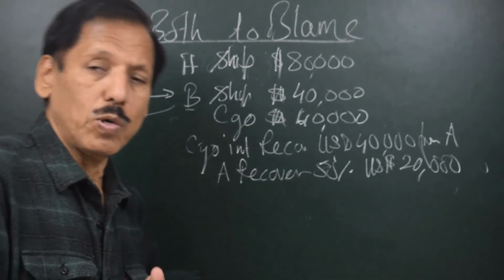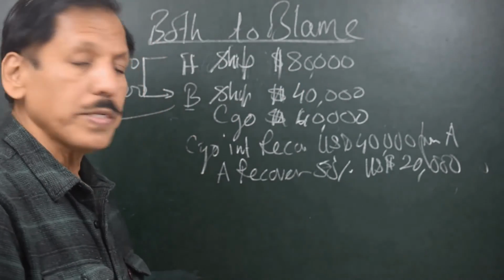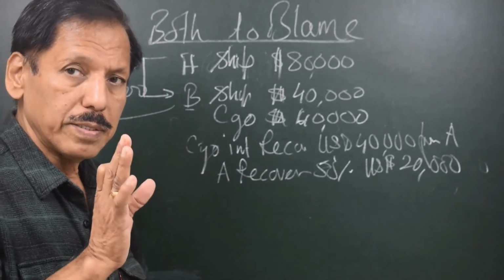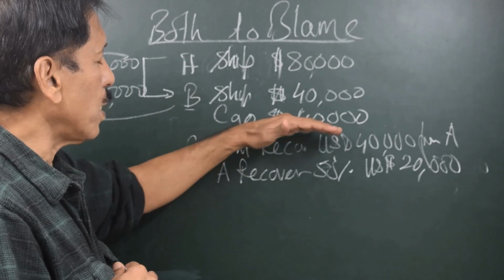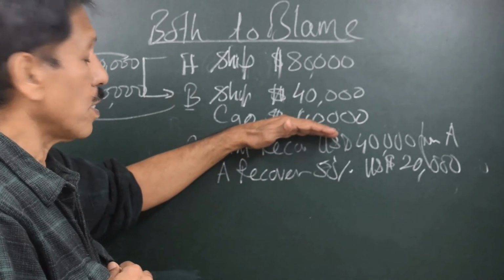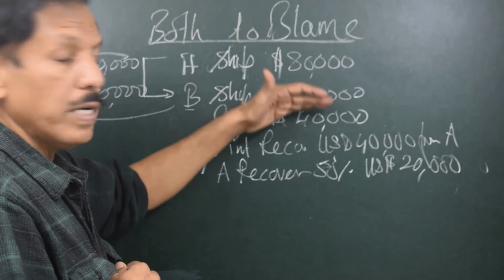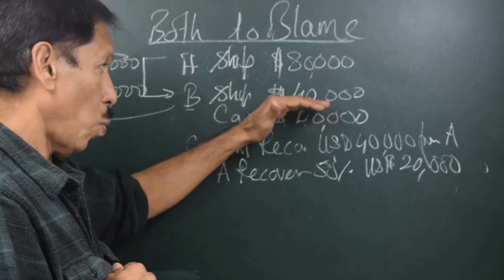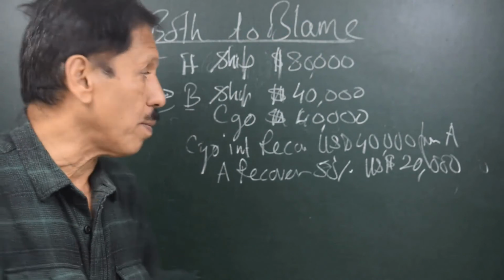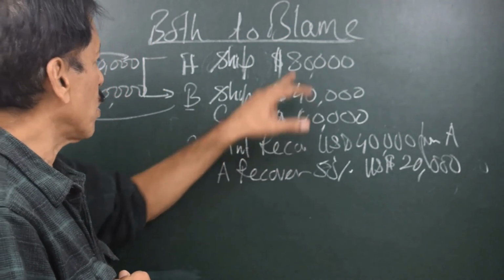We are talking about US rules, which is 50-50. The cargo interest of B will recover 100% of the damage, that is 40,000, from A. Now A, having paid 40,000 to the cargo interest, will recover 20,000 back. So 20,000 goes back from you.